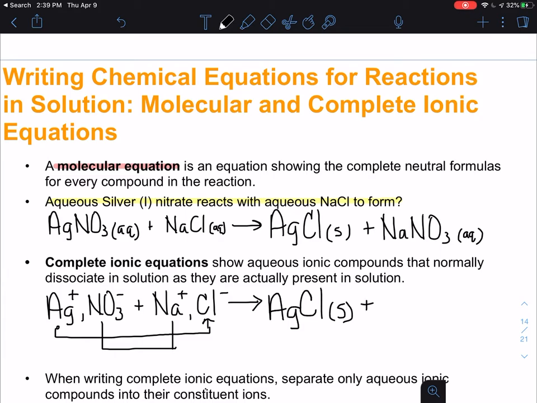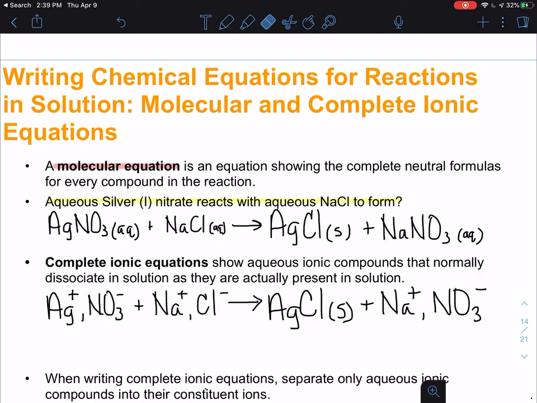And this sodium nitrate, because it's aqueous, we can break that up: Na plus, comma, NO3 minus. Now this right here is a complete ionic equation.